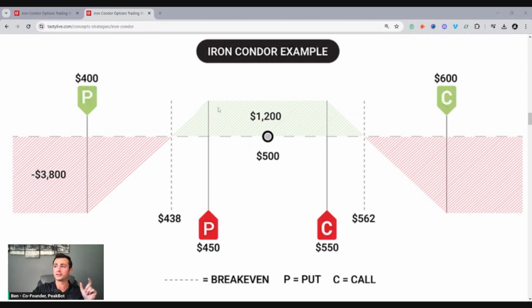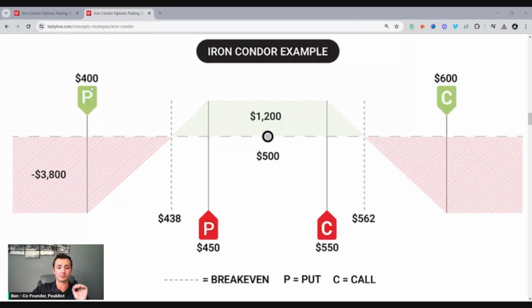And we can see this green shaded area. This is where the stock price would have to finish at expiration in order for us to realize some sort of profit. I'll get into the numbers in just a little bit. And then this red shaded area is where our losses would take place. So on the left, we've got our put credit spread. Again, we would be selling the 450 put and buying the 400 put.